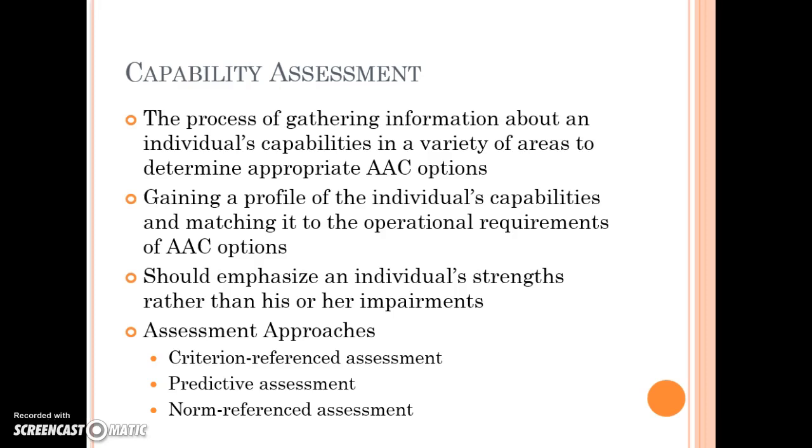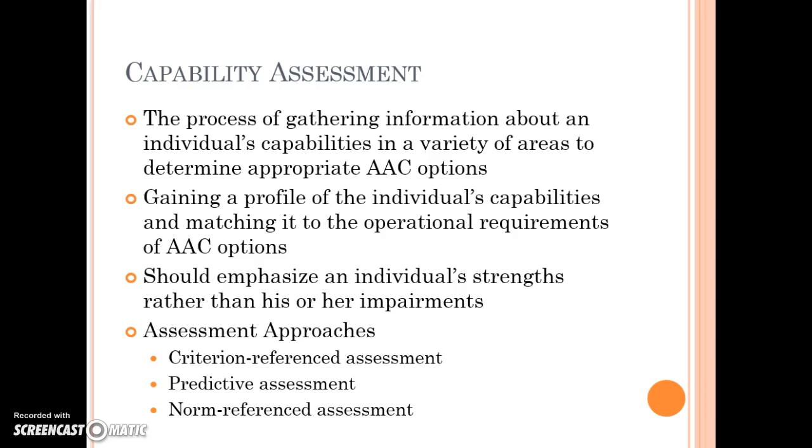Capability assessments need to include criterion referenced assessments. You need to be looking at specific skills and whether or not the individual has those. Some of those skills include, do they understand picture-object representation? Are they able to categorize? Things like that. You need to have norm referenced assessments in there.